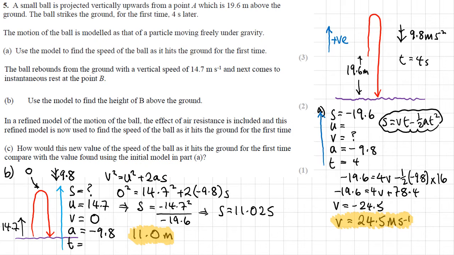Well, air resistance slows things down. Things are going to move more slowly if we include air resistance. So our new speed will be lower than the value that we found in part A. So I'll just write that down. The new speed would be lower than in part A.